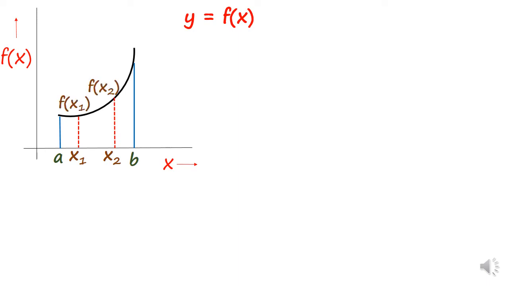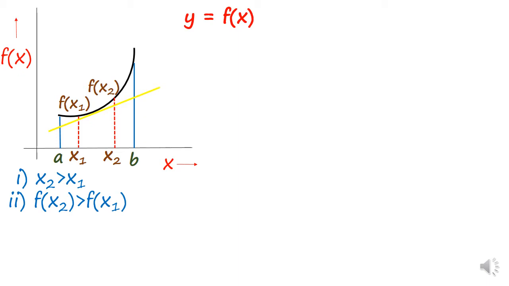Now, one thing you remember, that on the x-axis, as we go from left to right, the values go on increasing. So we can see that x2 is greater than x1. What about the y-axis? On the y-axis, as we go from bottom to top, the values go on increasing. So as a result, from the position of f(x1) and f(x2), we find that f(x2) is greater than f(x1). Suppose we draw a tangent to this curve.